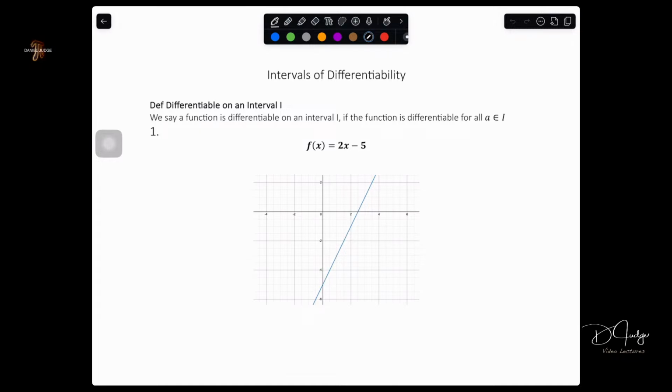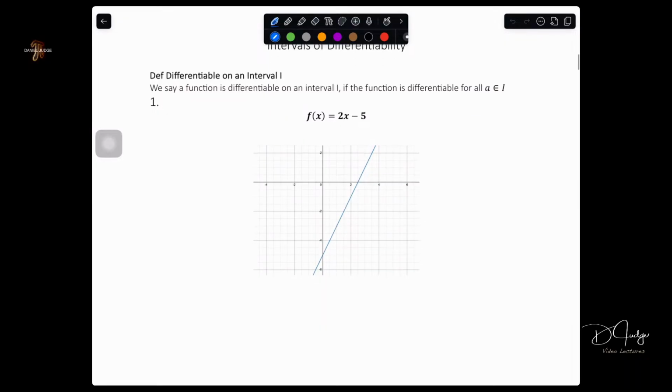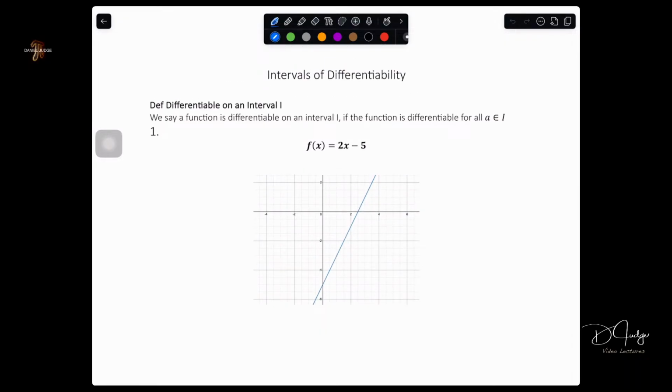Okay. We're going to look at functions here and determine what we call the intervals of differentiability, meaning at what points in the domain of the function is your function differentiable. So consider the past video we did on non-differentiability. We say a function's differentiable on an interval if it's differentiable for every value in that interval.